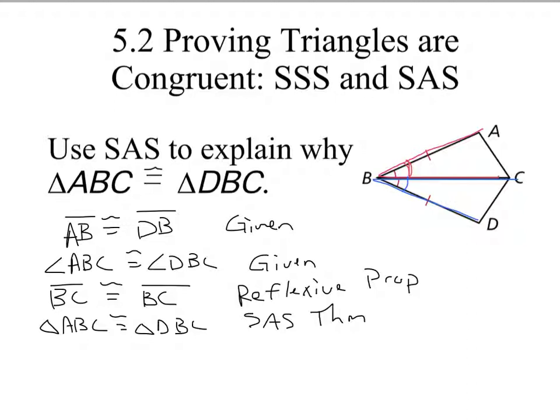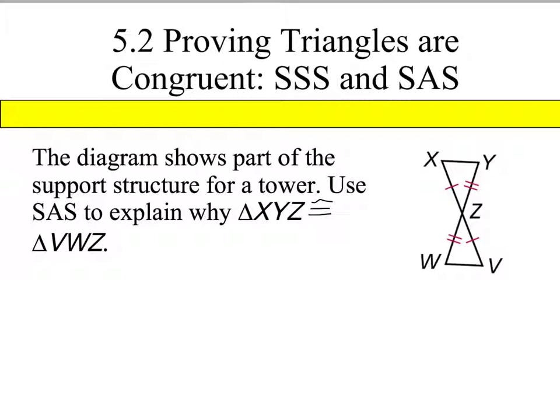Awesome. All right, let's try one. I want you to try one on your own here. It says the diagram shows part of the support structure for a tower. Use side angle side to explain why triangle XYZ is congruent to triangle VWZ. Come up with a two-column proof to prove that this is true.